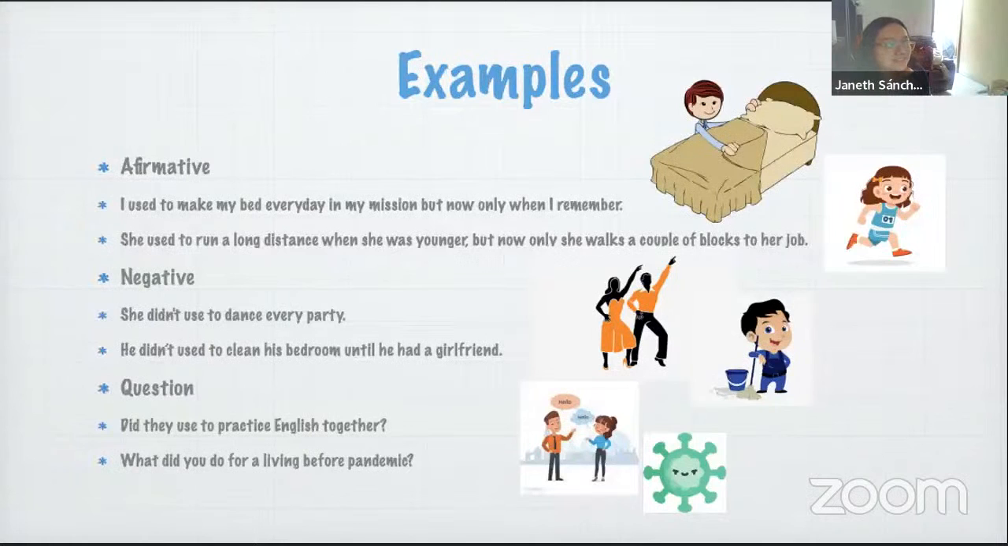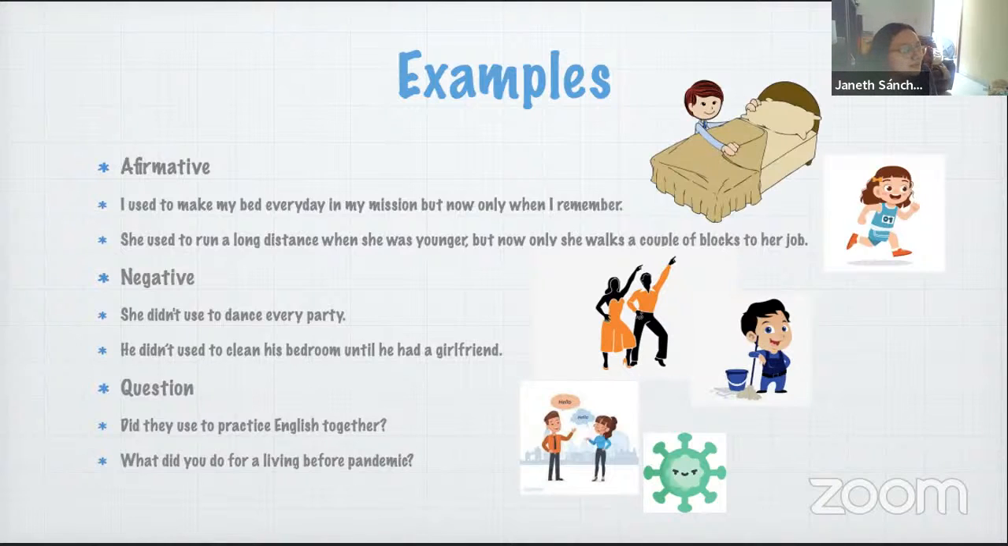And the examples. In affirmative, the first example is, I used to make my bed every day in my mission, but now only when I remember. Second example is, she used to run a long distance when she was younger, but now she only walks a couple of blocks to her job.